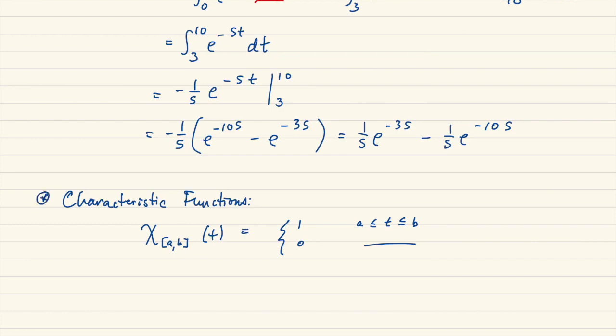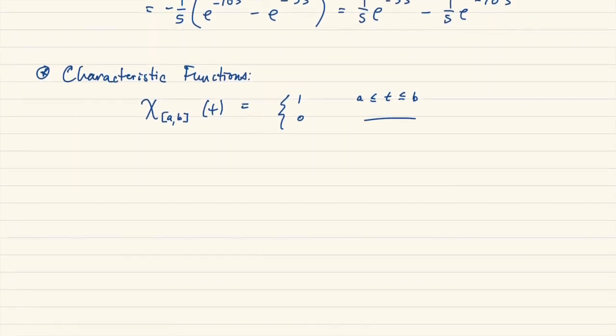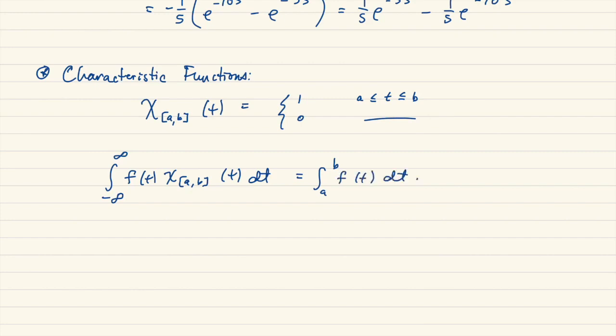The reason why these are useful, and the reason why they come up in the context of our course, is that if I were to integrate some function, say f of t times the characteristic function, think about what's going to happen. If the characteristic function is 0 outside the interval from a to b, this is just going to turn this into a nice finite integral of f from a to b. So that's how the characteristic function gets used, and that's why it is so useful.